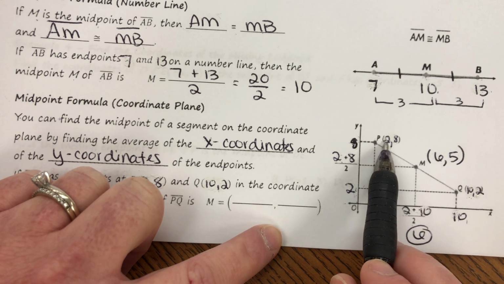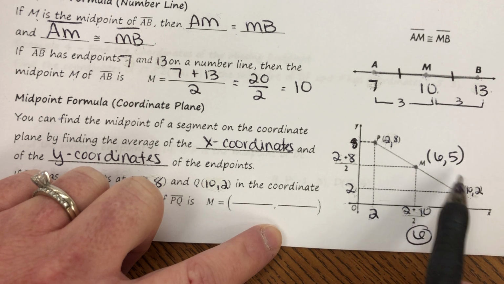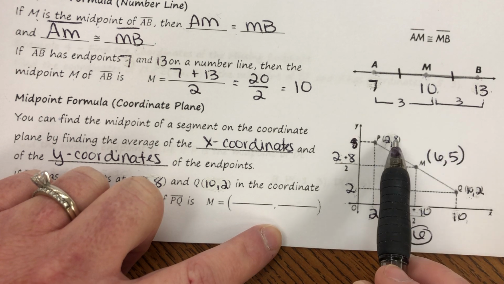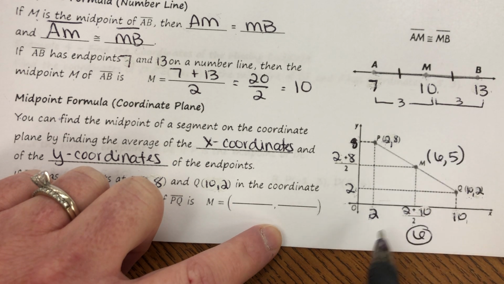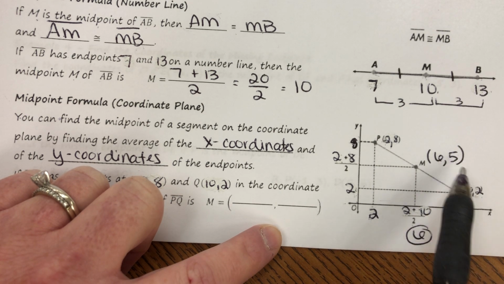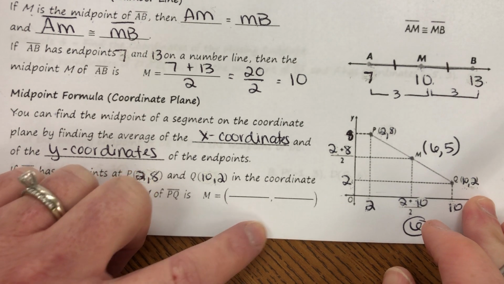6 is 4 units away from 2, and it's 4 units away from 10. The midpoint between 8 and 2 is 5. 5 is 3 units away from 8, and it's 3 units away from 2. It's the same distance, so that's our midpoint.